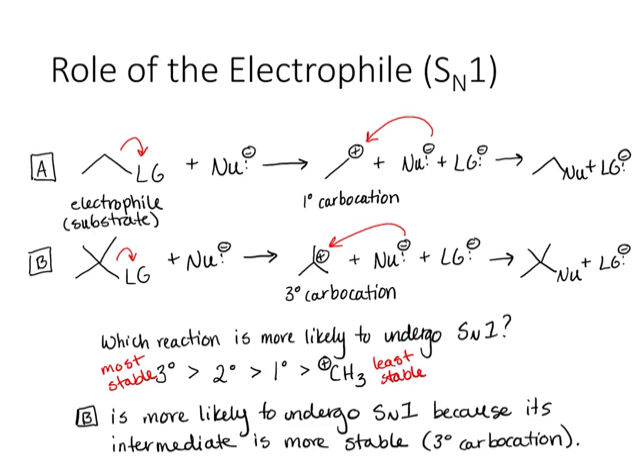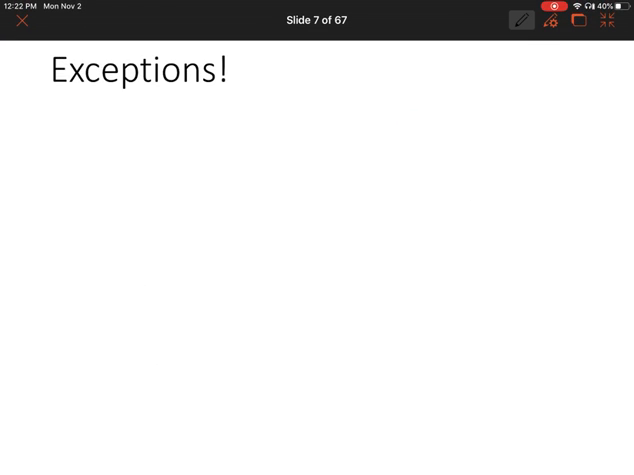Okay, now there are some exceptions to this rule. So for instance, remember in chapter 6 we said that if something is resonance stabilized, then that's going to be more stable than something that has hyperconjugation. So let's look at some exceptions to our rule.